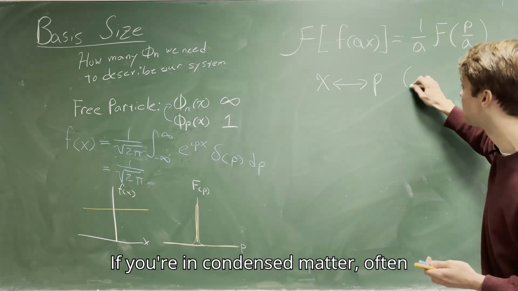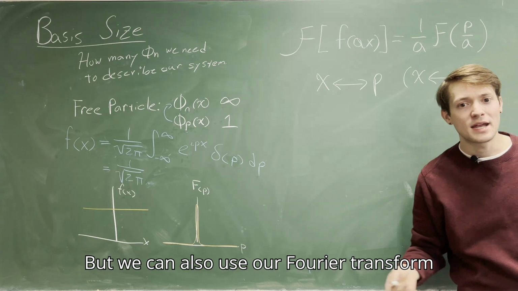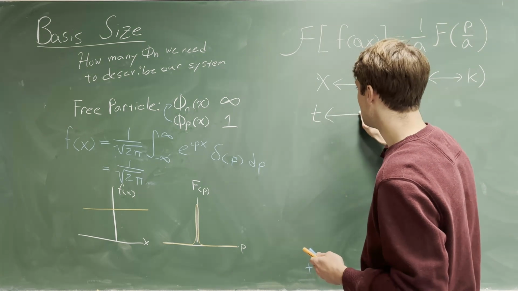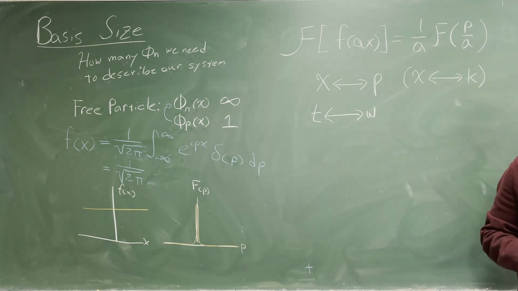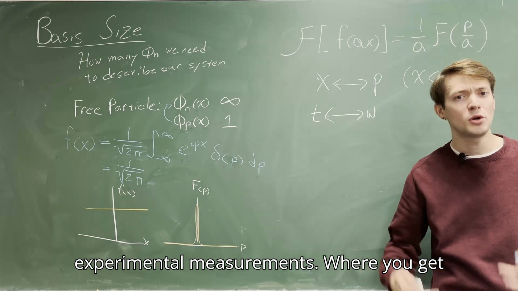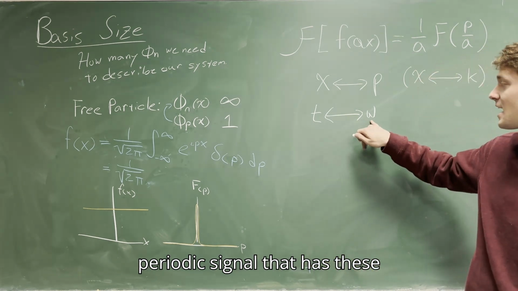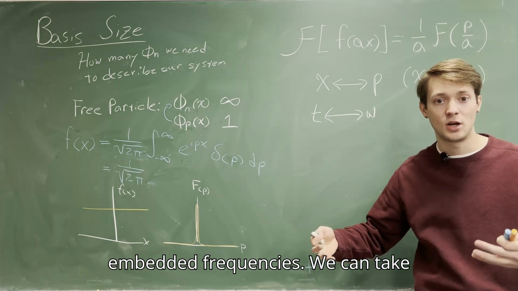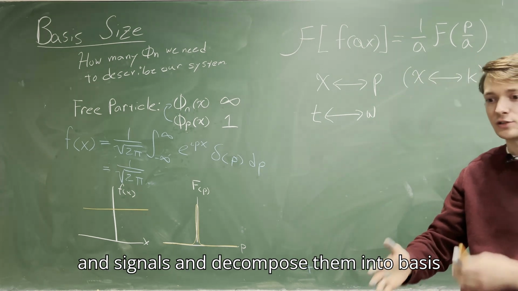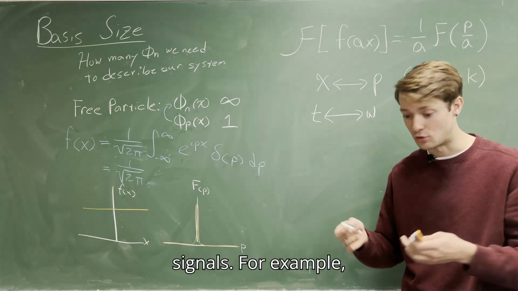If you're in condensed matter, often you'll end up writing this as x and k. But we can also use our Fourier transform to transform between variables like t and frequency, omega. And this is very useful for anyone doing experimental measurements where you get some kind of periodic signal that has these embedded frequencies. We can take all of these ideas about vector spaces, or we can take functions and signals and decompose them into basis vectors and apply that to signals.